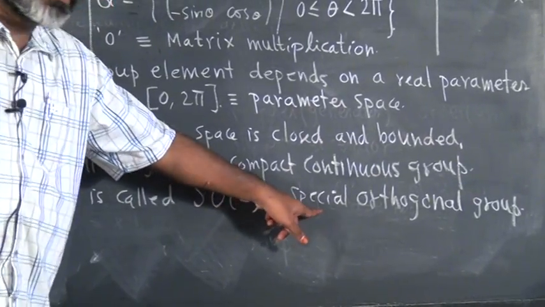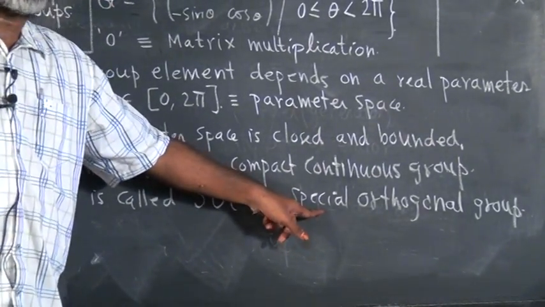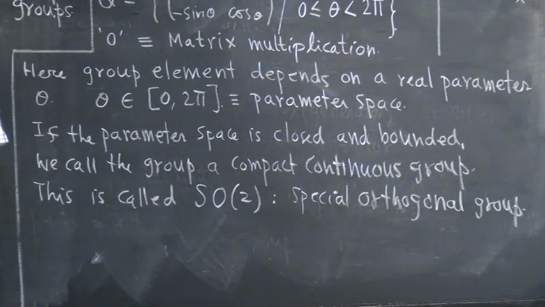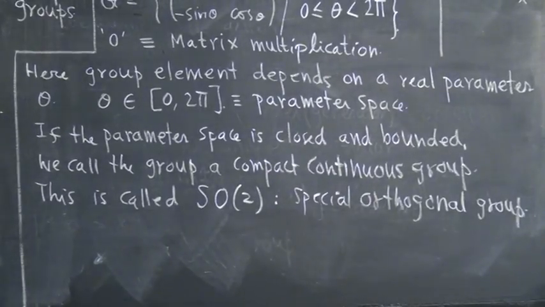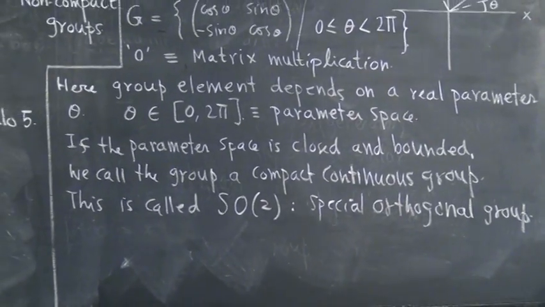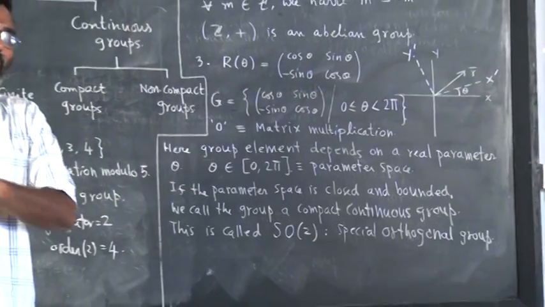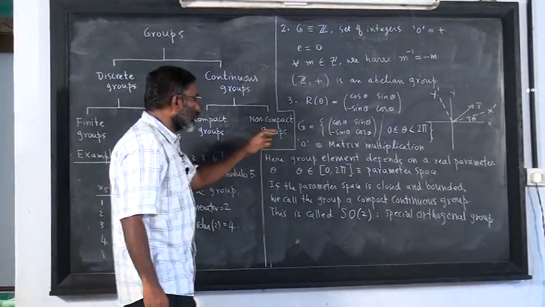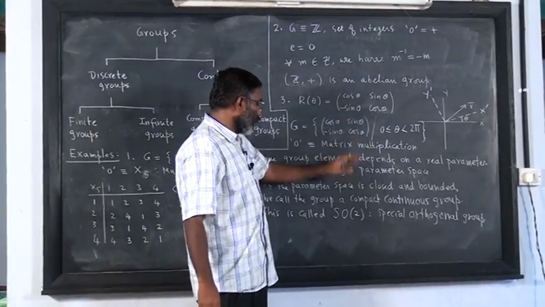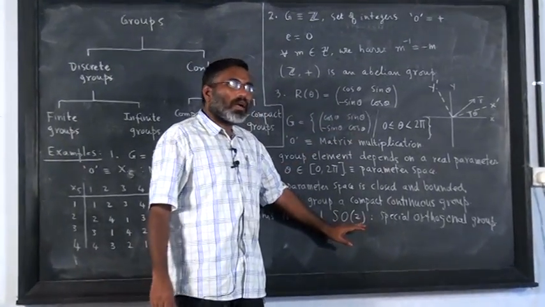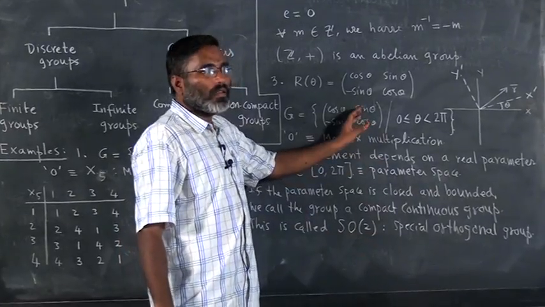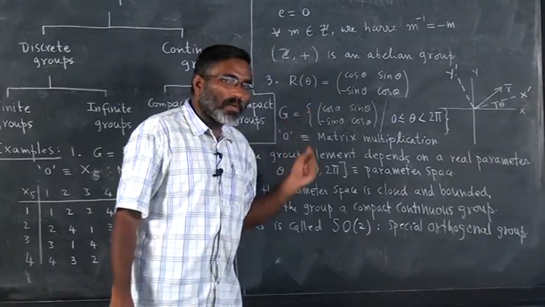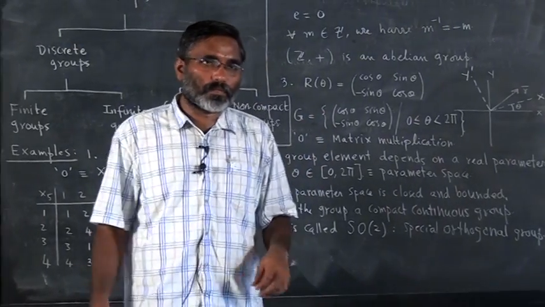Special because these are proper rotations. Proper rotations will have a property that the determinant of the matrix is equal to 1. If you take an orthogonal matrix, its determinant can be +1 or -1. So we are not considering all those matrices whose determinant is -1. If you consider all those matrices whose determinant is +1, we get what is called SO2, and SO2 is a compact continuous group which is an abelian group.